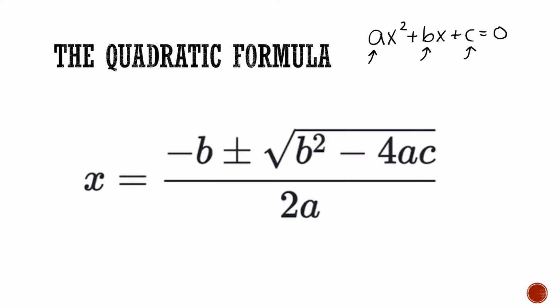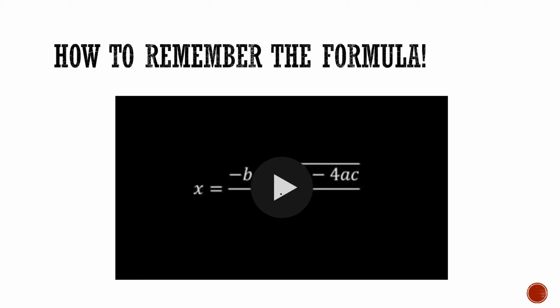And so the quadratic formula: x is equal to negative b plus or minus the square root of b squared minus 4ac, all divided by 2a. Now, often students have a difficult time remembering the quadratic formula. So there are lots of different ways to go about memorizing that quadratic formula. One such way is to sing it. So I'm going to go ahead and show you this quick video, and hopefully this will help you in remembering your quadratic formula.